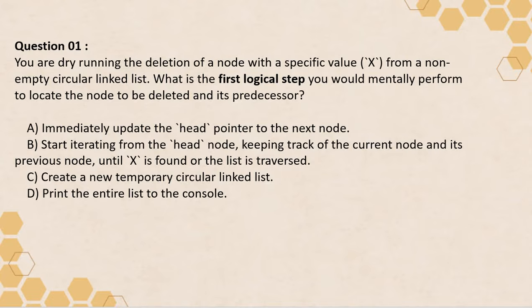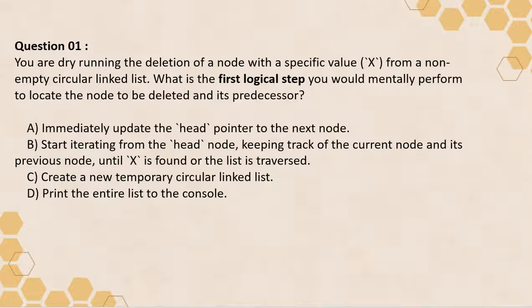and its predecessor? Whenever you want to delete something, you have to have two things: the node which you want to delete and the previous node from where the link will be removed. So what should be your first step mentally? These are written in these four options. You have to check the correct option.